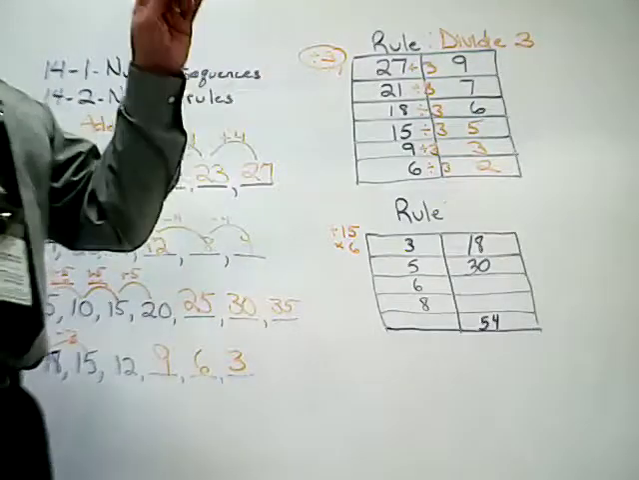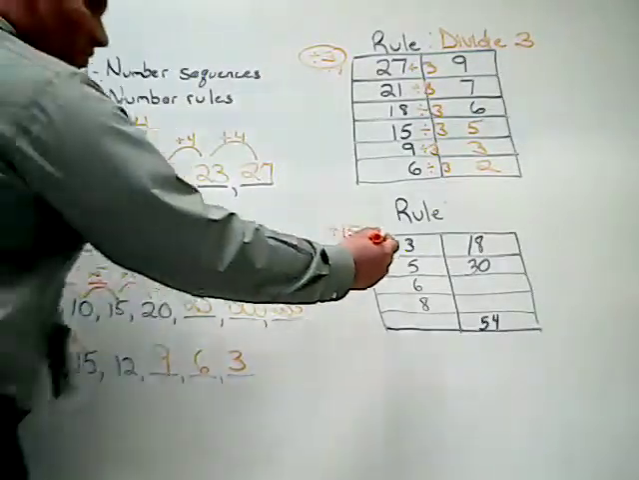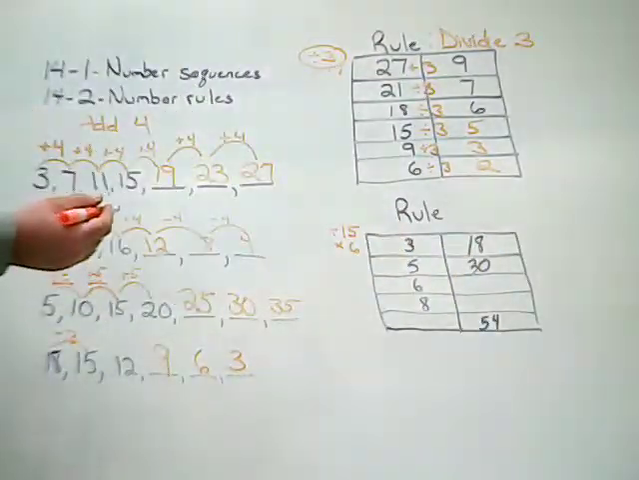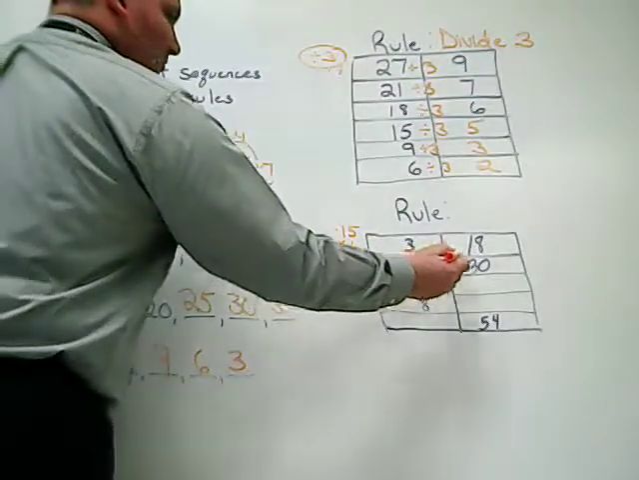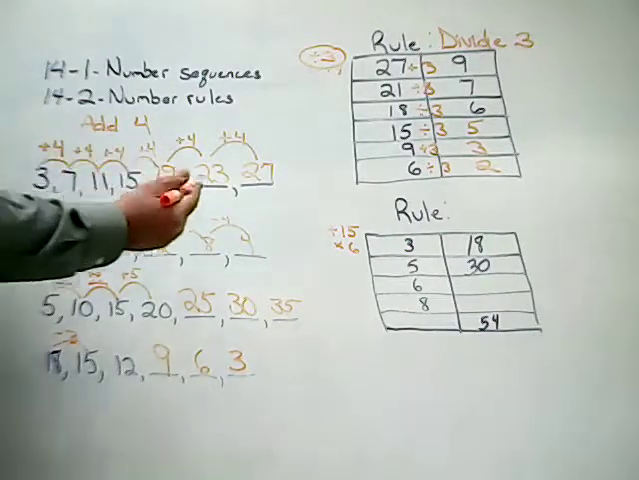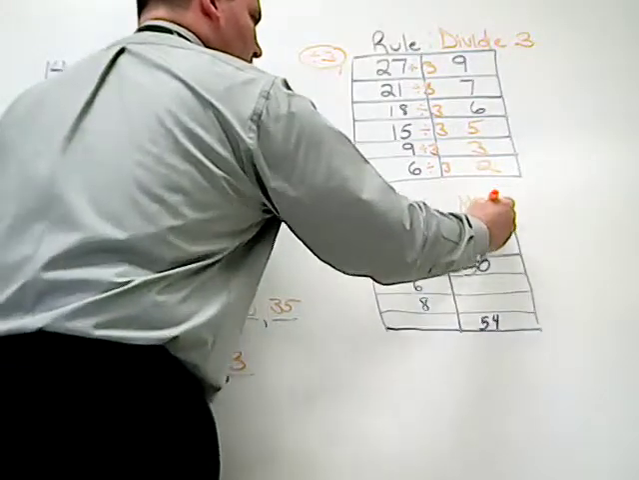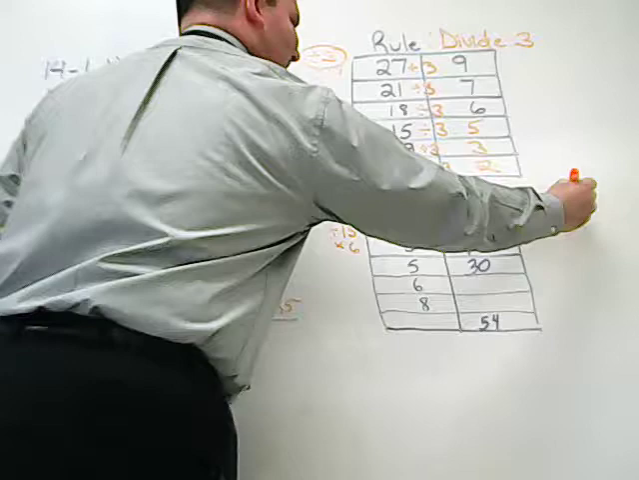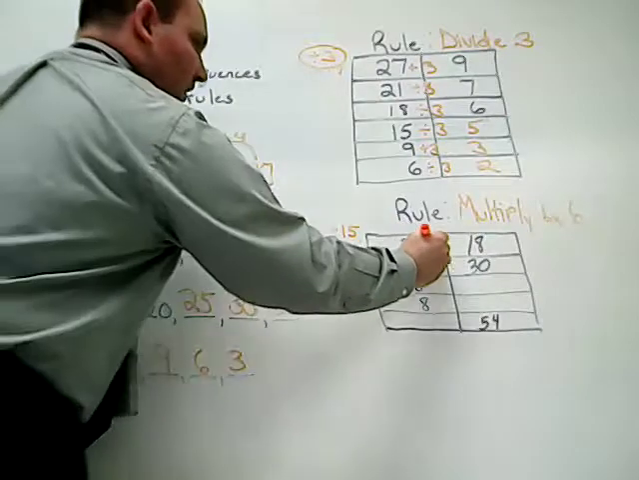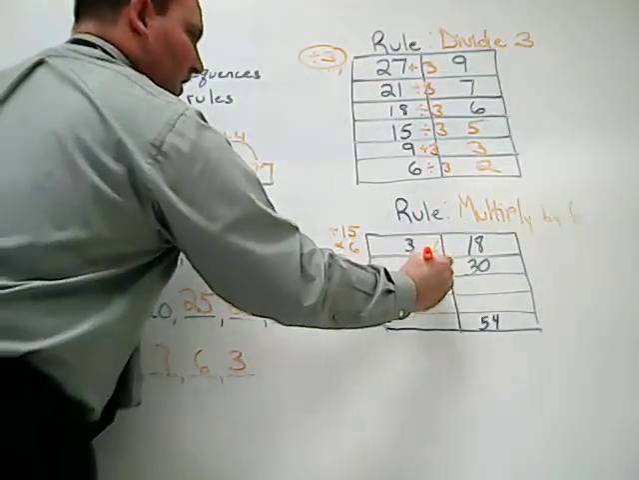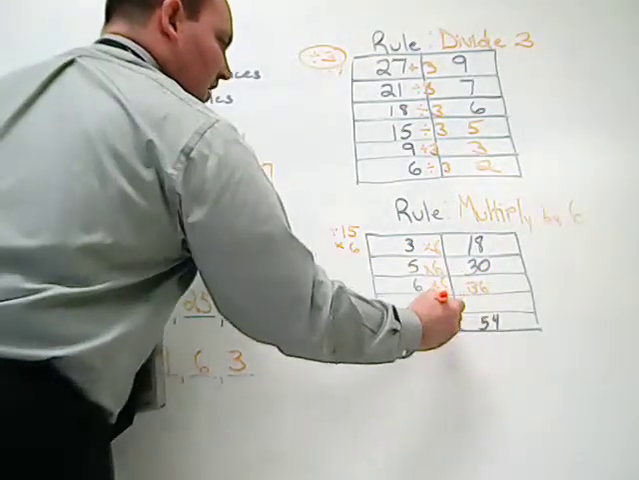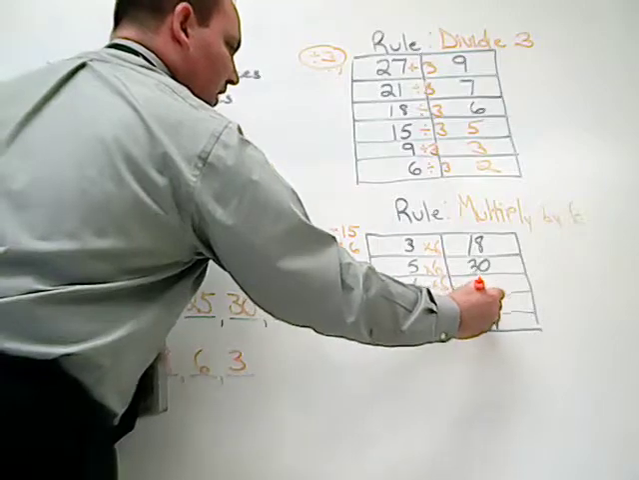Let's see which one works with this. We're going to do 5 plus 15 does not equal 30. However, 5 times 6 equals 30. So I found my rule to be multiply by 6. Three times 6 is 18. 5 times 6 is 30. 6 times 6 is 36. 8 times 6 is 48.